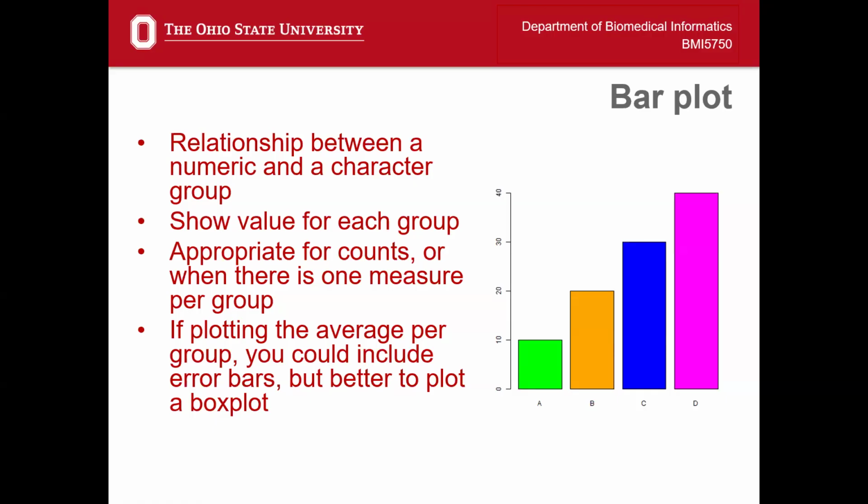Now, when we do ggplot2 with a bar plot, you need to tell it whether you have already counted the things and your table has counts in it, or whether you want ggplot2 to count the things for you. So that's important. This is appropriate for counts when there's one measure per group. If plotting the average per group, you could include error bars, so that is an option. But it's a better idea to plot a box plot, I think. That way you show the range and more information.